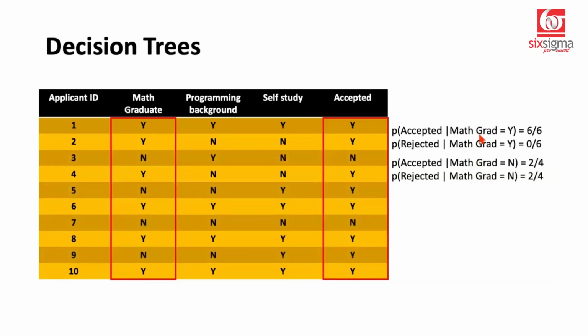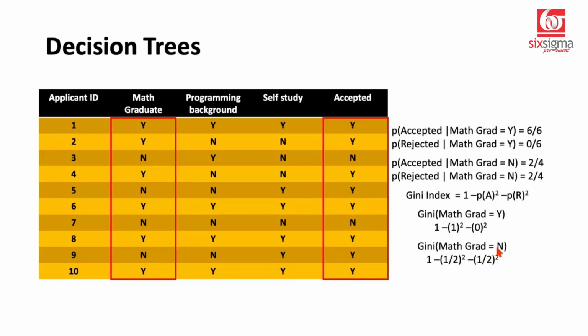Now we have to calculate the Gini values for both cases separately. Let's say when the person is a math graduate, what is the answer? 1 minus the probability of success squared minus the probability of failure squared. We get 1 minus 1, which is 0. Similarly, when the person is not a math graduate, what happens in that case? 1 minus 1 by 2 squared minus 1 by 2 squared, because both cases were the same in terms of probability. So we get 1 minus 1 by 4 minus 1 by 4. So this will be 2 by 4, or 1 by 2.